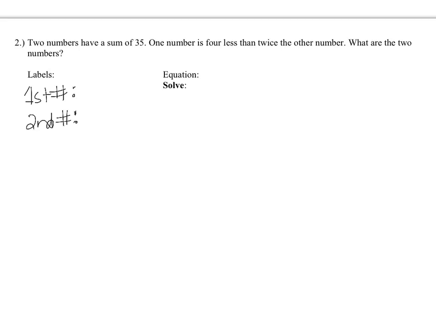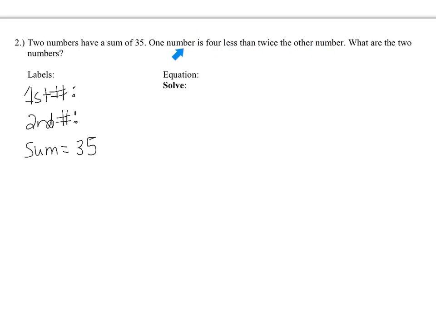So then it says the next sentence, and they have a sum of 35. So it might help to write sum equals 35. That means the first number plus the second number will be 35. So now let's go ahead and read the next sentence. It says one number is 4 less than twice the other number.